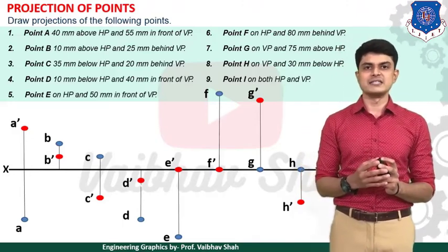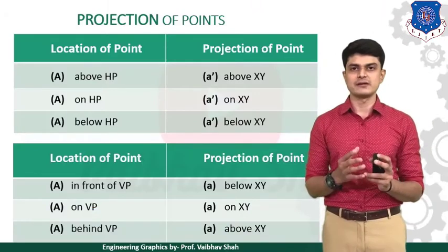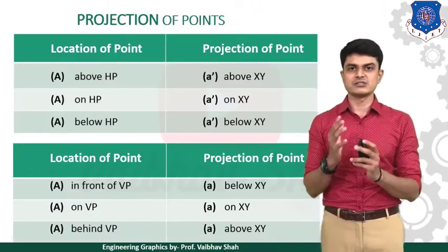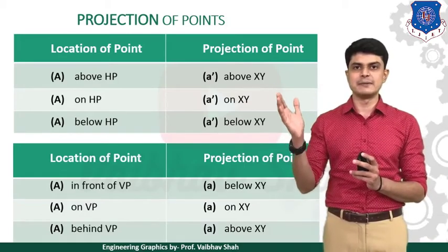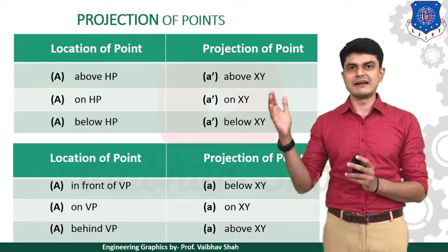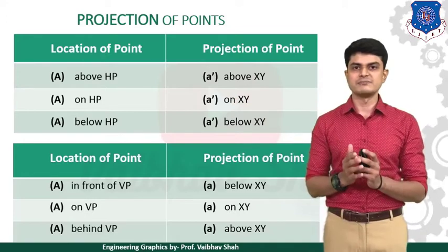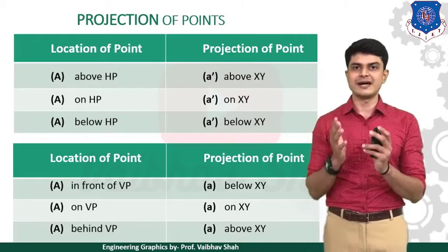So let us move ahead and see one more example so you can know it better. So this is the table. Let us just refresh the table once again. First is your HP table, second is your VP table. On the left hand side column would be your problem statement and right hand side would be your answer.